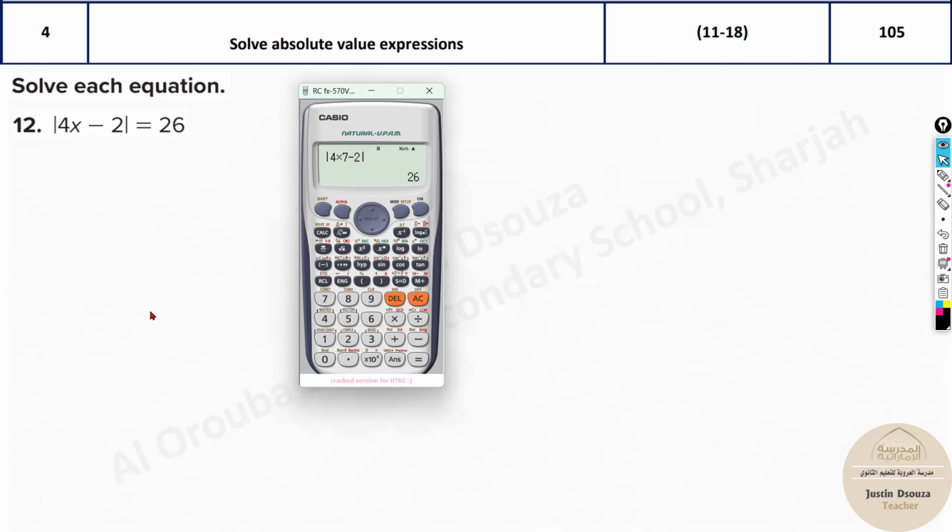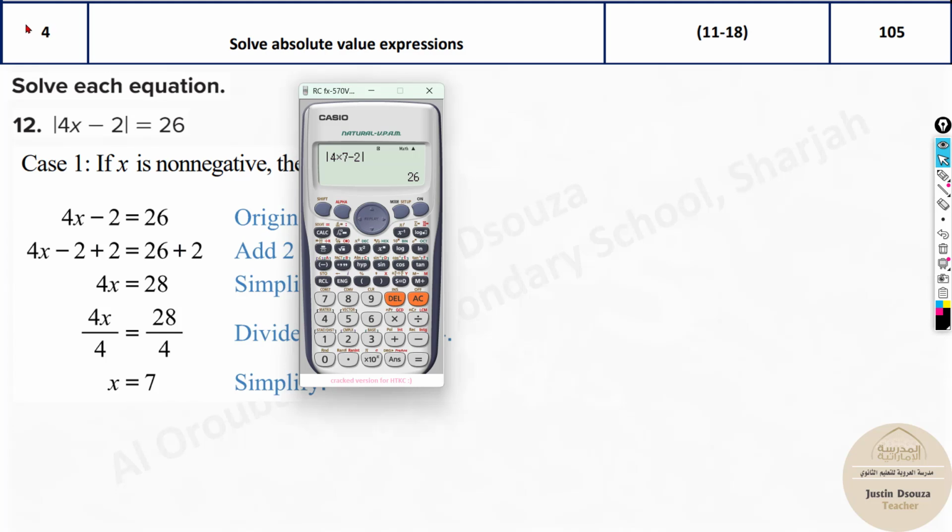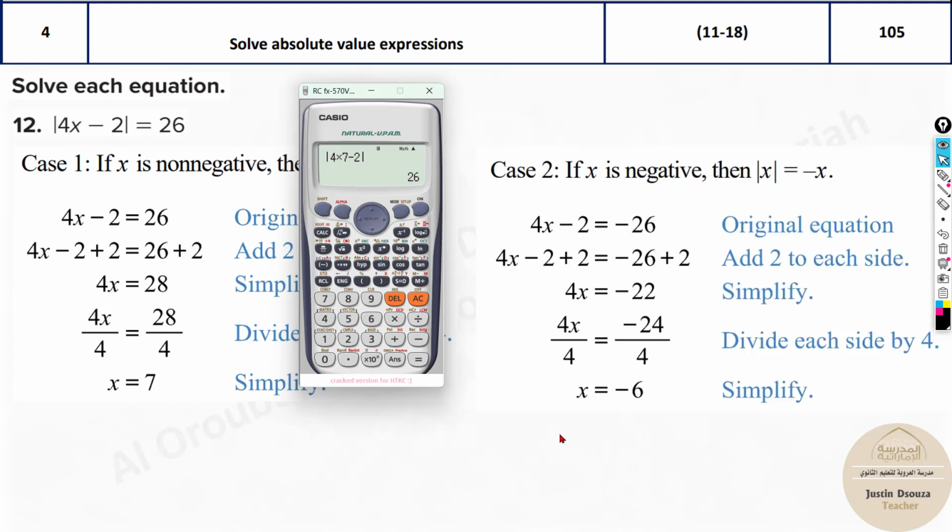Now, what is the other answer? You need to see all the 4 options. It works only when there are options. Okay, I got the 7. Now, if I instead of 7 have minus 6 here, I will also get 26. Only the 2 correct answers will give you the answer 26, because this is the equation given to us, right? So this is how you can easily track which is the correct answer from the options.